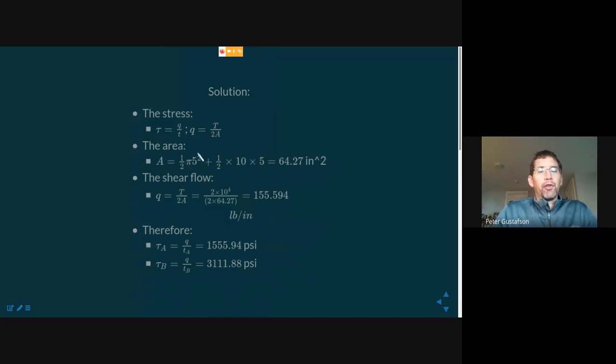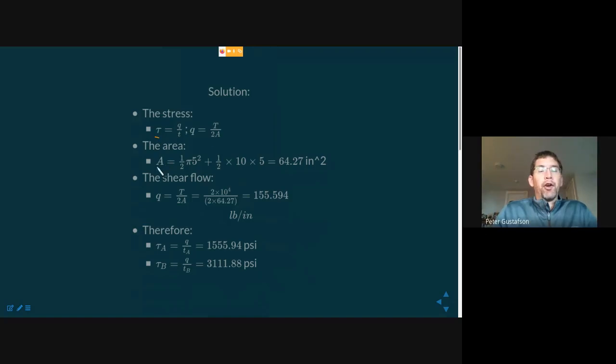Here's your solution. Well, what's the shear stress? That's easy. That is equal to the shear flow divided by the thickness. Well, what's the shear flow? That's easy. That's the total torque divided by the area enclosed. Actually, 2 times the area enclosed.